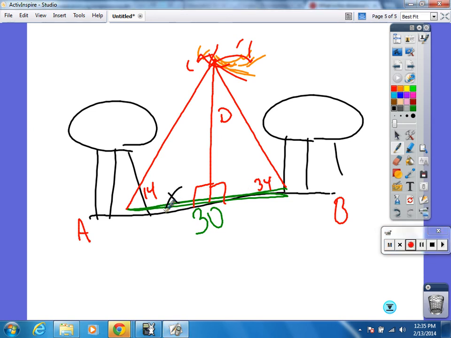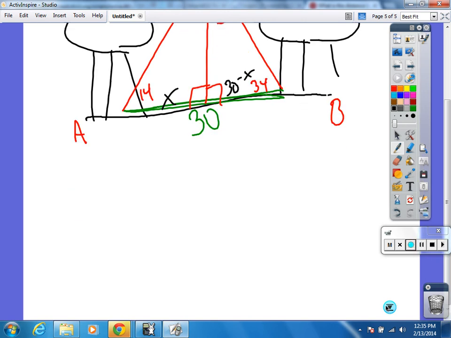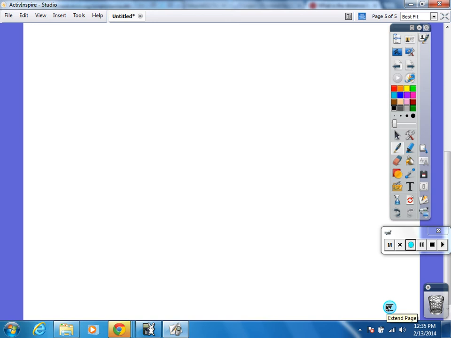So this guy is X. If I call him X, Alec, what is this one? 30 minus X. Good. Does everybody understand that? Because those two added together have to equal 30, correct? How many triangles do I got? Well, I do have 3, but only 2 of them I'm going to use because why? They are right triangles, right? I got this guy.